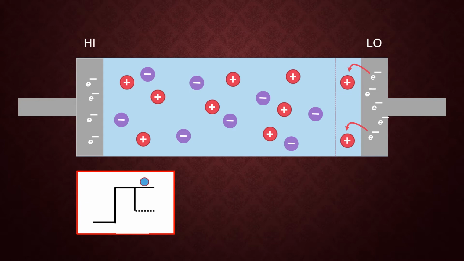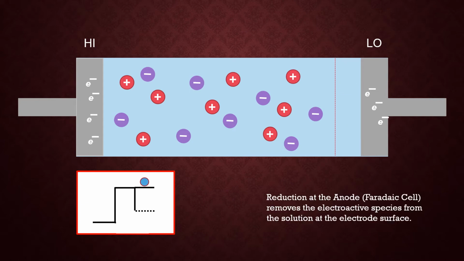The reduction of the cations will eliminate them from the zone next to the electrode. So you're essentially eliminating the presence of the specific species at the electrode surface, and they must be replaced by the species in the bulk of the solution. So a diffusion process is set up.